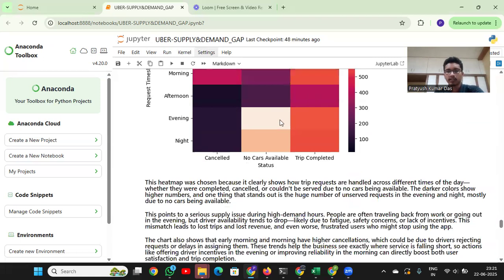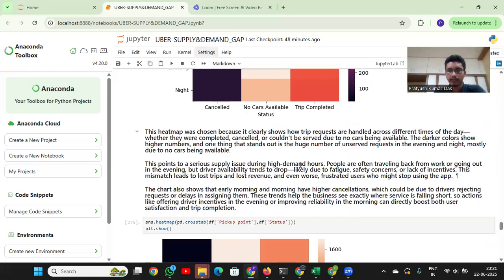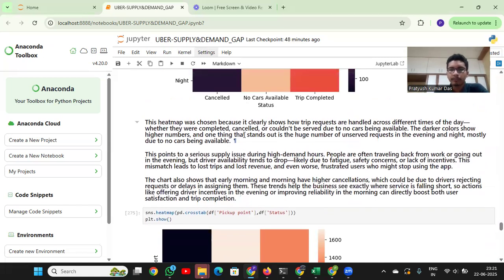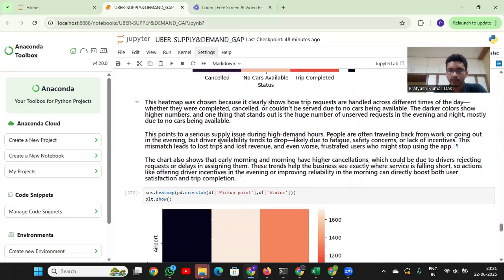But yeah, this is completely data analysis, and we are going to face such issues or anomalies too. This heat map also represents all such things we came across before. So this points to a serious supply issue during the high demand hours. People are often traveling back from work or going out in the evening, but driver availability tends to drop, likely due to fatigue, safety concerns, or lack of incentives. This mismatch leads to lost trips and lost revenue, and even worse, frustrated users who might stop using the app.